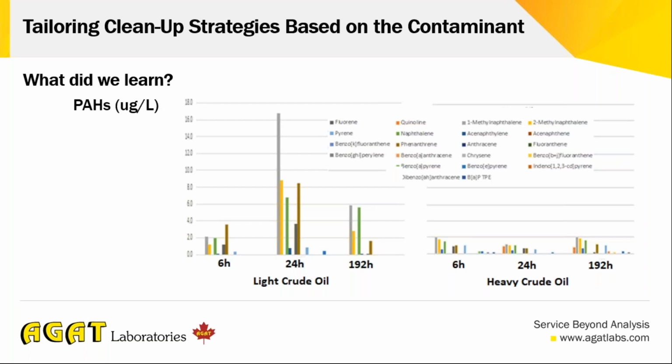This is the graphical presentation of the same set of data about PAHs. Again, micrograms per liter is the concentration we are talking about. What I would like to highlight is that for the lighter crude oil, we see an increasing trend and then a decreasing trend, and the highest concentration happens at 24 hours. For the heavier crude oil, we see a decrease and later on an increase towards 192 hours. In general, lighter oil releases more PAHs.